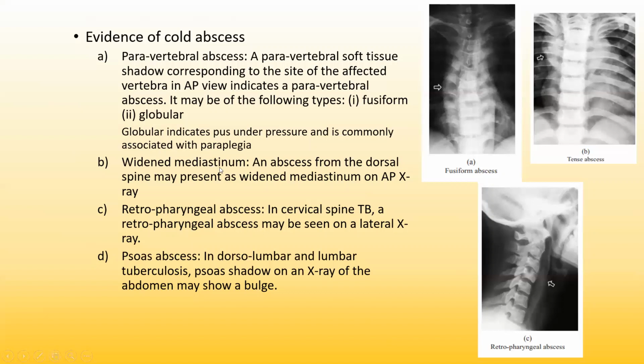The second one is widened mediastinum. An abscess from the dorsal spine may present as widened mediastinum on anteroposterior X-ray. Third one is retropharyngeal abscess in cervical spine. In cervical spine TB, retropharyngeal abscess may be seen on lateral X-ray. This is the retropharyngeal abscess. And the fourth one is psoas abscess in dorsolumbar and lumbar TB. Psoas shadow on X-ray of the abdomen may show a bulge.